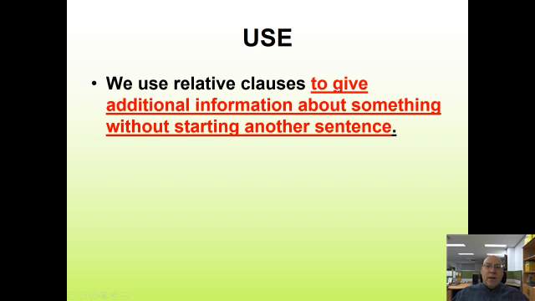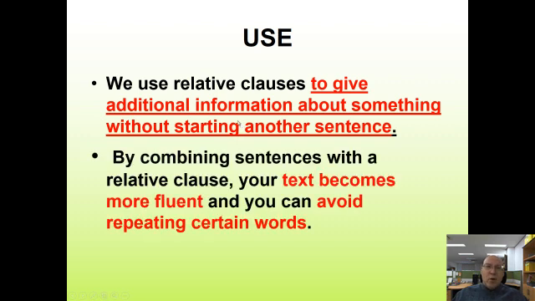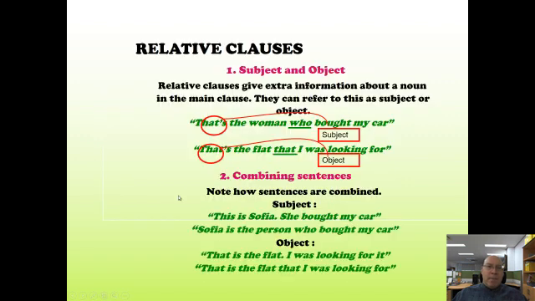We use relative clauses to give additional information about something without starting another sentence. Okay, we can keep it in the same sentence. We don't have to use two sentences. So when you combine two sentences into one sentence, it sounds much, much better. And it looks more academic, and sounds like you're more fluent, okay, when you're speaking.